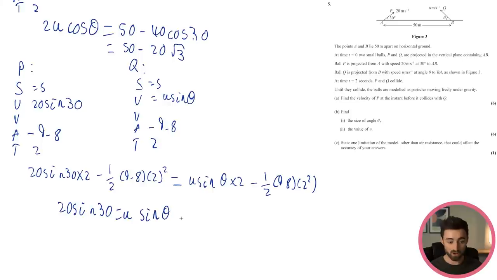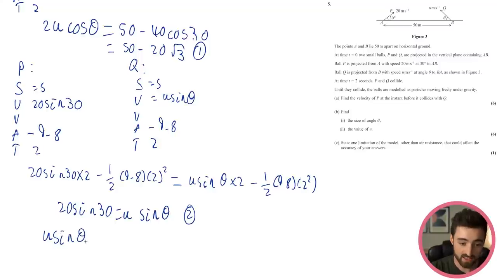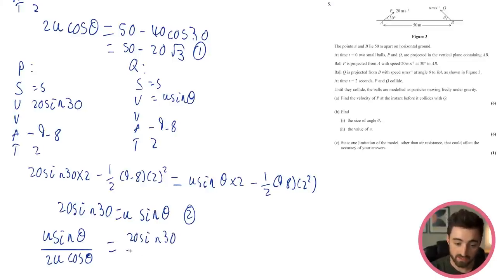So we have one here that gives us u sine theta. We also have this here that's 2u cos theta. So what I can do is something cheeky. Call this equation 2, and then this one equation 1. If I do 2 divided by 1, I'm going to get this u cancel with that u, and I get a sine over cos. So I'll show you what I mean by that. So I'm going to get u sine theta divided by 2u cos theta is going to equal 20 sine 30 divided by all of that stuff there, which is the 50 minus 20 root 3.